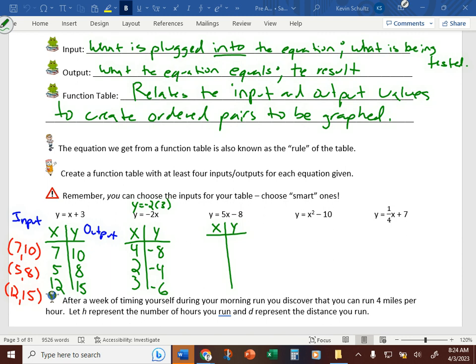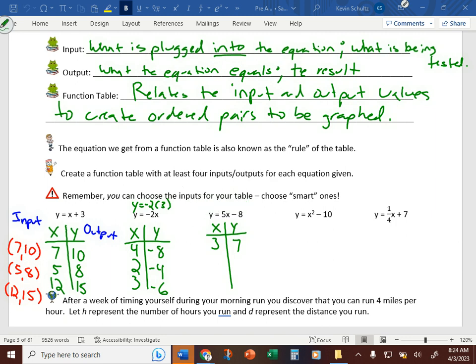And let's see. Scarlett, what'd you pick? 3. If x is 3, then Scarlett's equation would read y equals 5 times 3 minus 8. This is a two-stepper, right? You got to multiply 5 by 3 first and then subtract 8. 5 times 3 is 15, minus 8 is 7. And so when x is 3, the y value is 7.